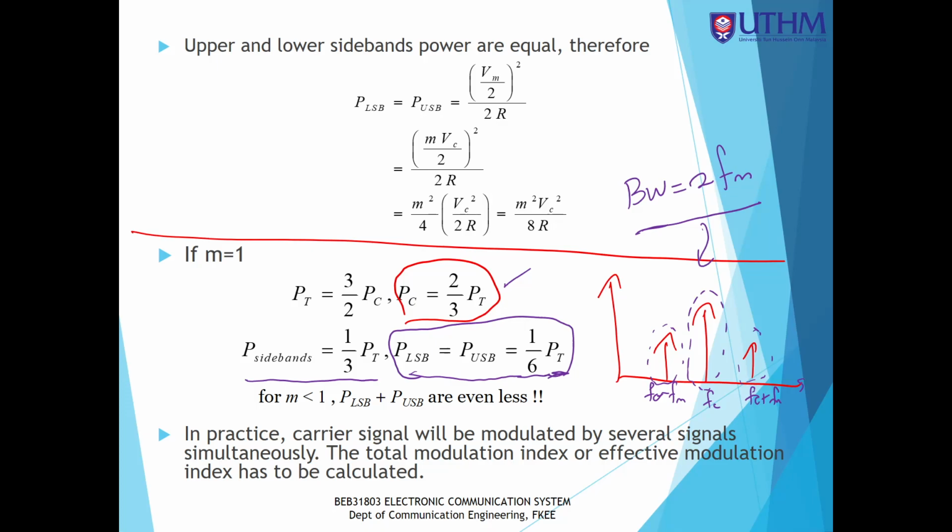Okay, so when we say that it is efficient or not efficient, it does not mean that it is not good for all types of applications. Okay, we need to know what is the requirement of each application. Some applications require lower power, some applications require lower bandwidth. So for that kind of application, this double sideband full carrier is considered as not efficient.